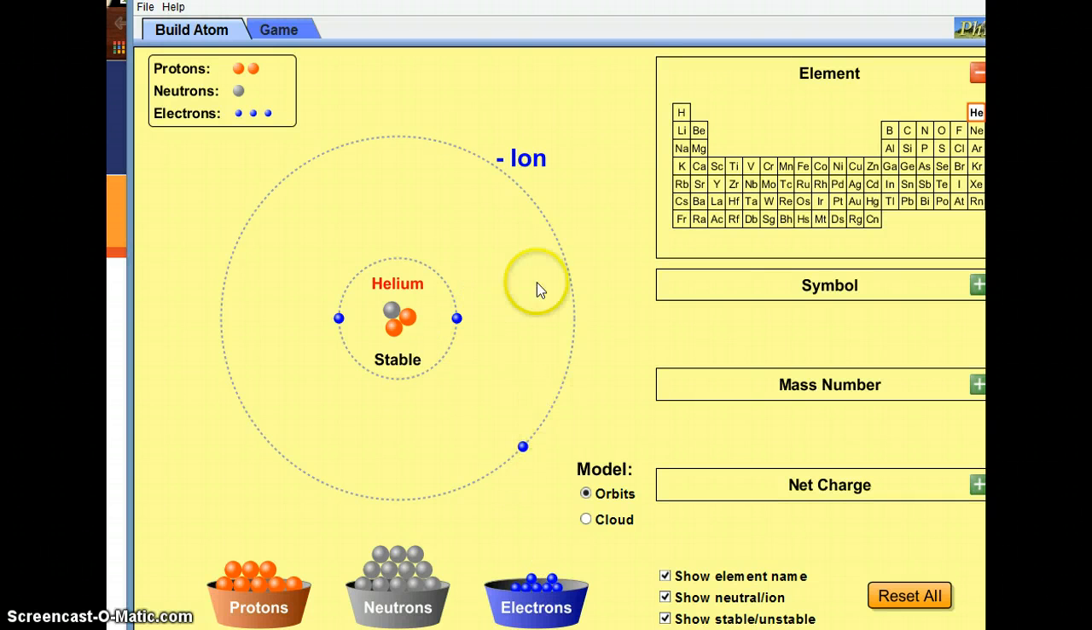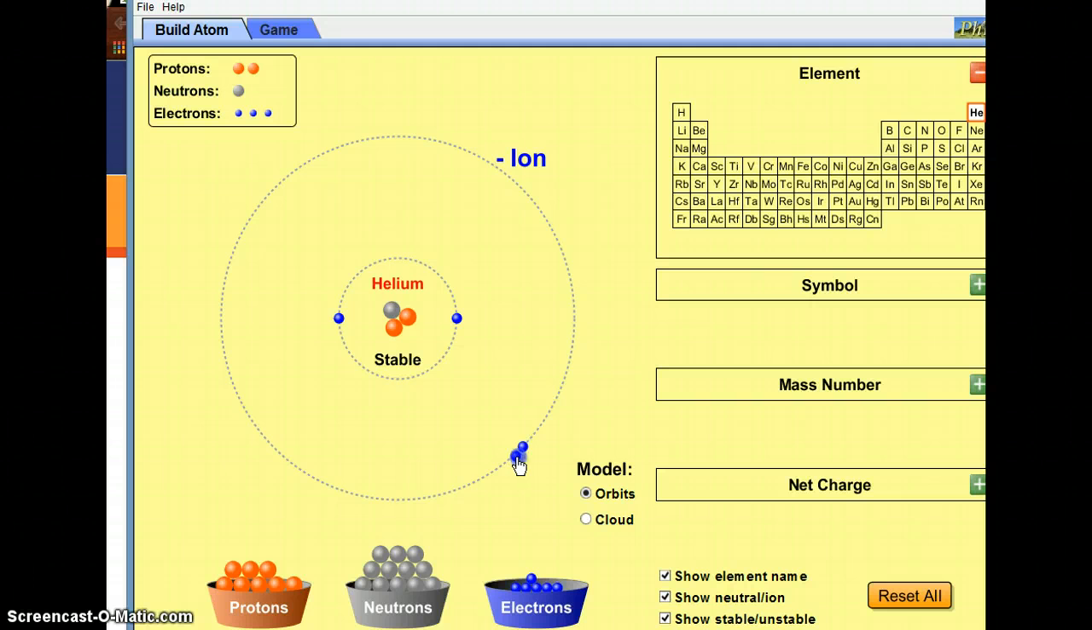It would automatically go to the second shell because this is already full. That's why, remember, we have our periods on the table, and that tells us how many electron shells we're dealing with, right? And since both hydrogen and helium are in the first period of the table, that shows us they only have one electron shell, or that electron shell would be full. Now that I've added this one, I've created a helium ion, which is why there's a negative charge.